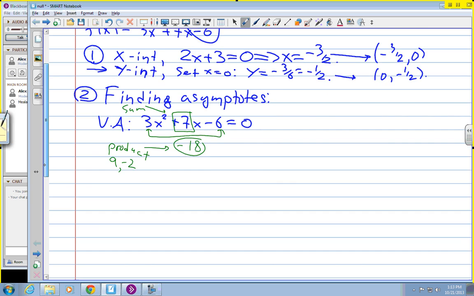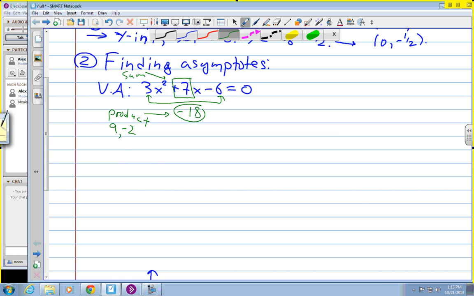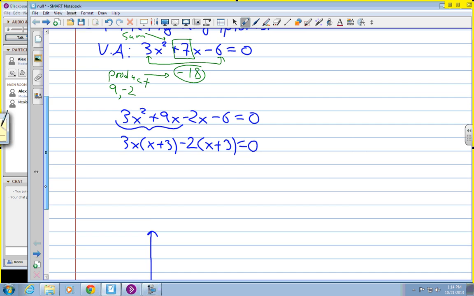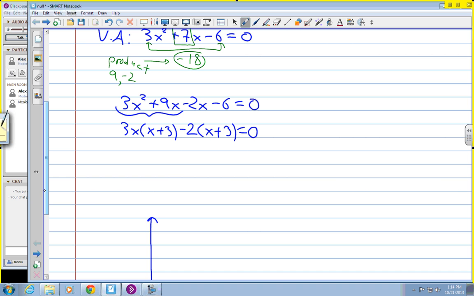So what we do in this case, we'll split the middle term as the sum of 9x and negative 2x, right? And then we'll just factor by grouping. This is the old school factoring. The first two terms, I can pull out a 3x. The last two terms, I can pull out a negative 2, right? And then you pull out x plus 3, and then we're done factoring.